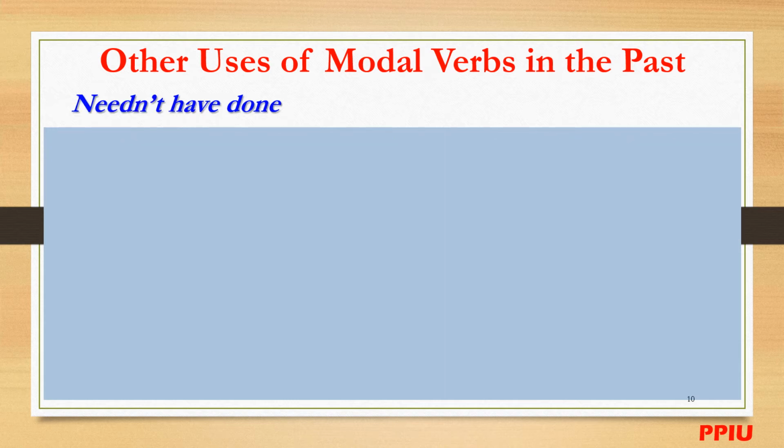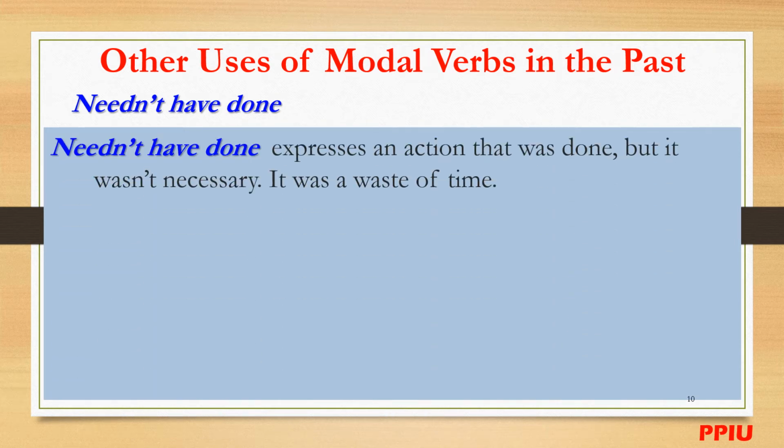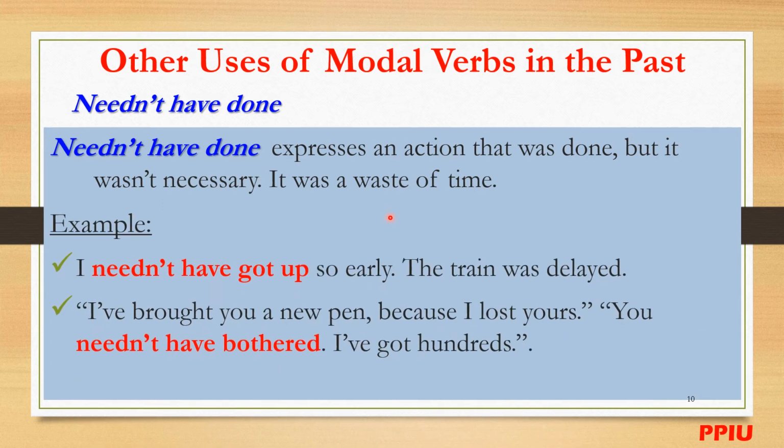Okay, one last use of the modal verb in the past: needn't have done, or needn't have plus verb 3. Needn't have done expresses an action that was done, but it wasn't necessary. It was a waste of time. So the thing that you did, actually it's not really important. You just wasted time doing it, so it's not necessary there.